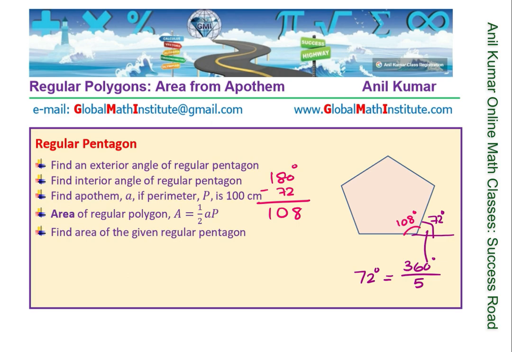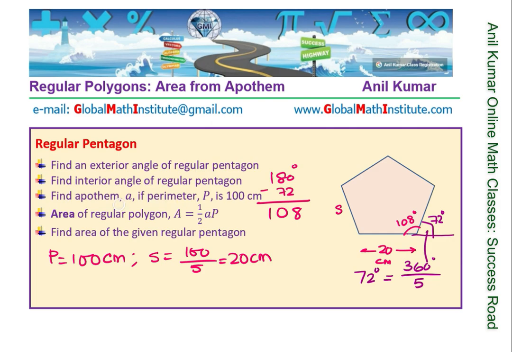Okay, now, the question here is, find apothem A if perimeter is 100 centimeters, okay? So we are given that the perimeter P is 100 centimeters, okay? So that means each side is going to be, let's say S is the side, then each side is going to be 100 divided by 5, and that is 20 centimeters, correct? So we have each side as 20 centimeters. Let me write down here 20 centimeters.